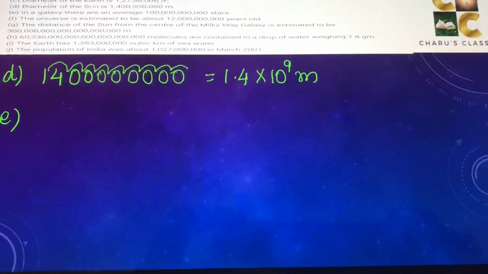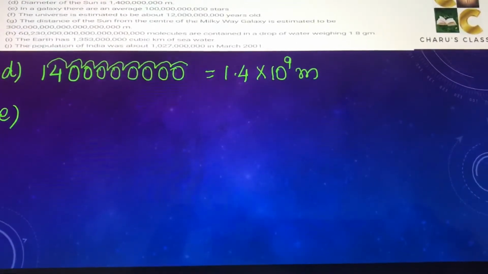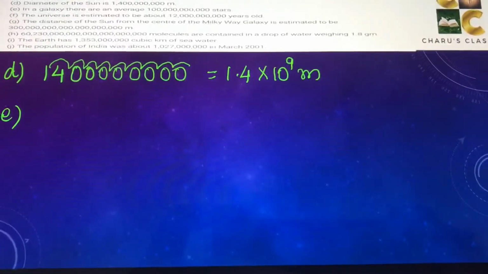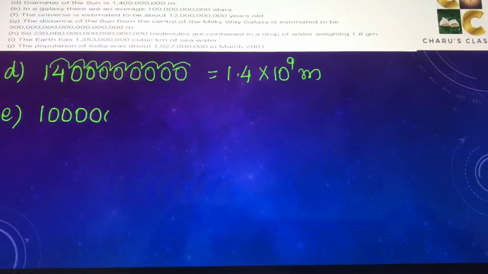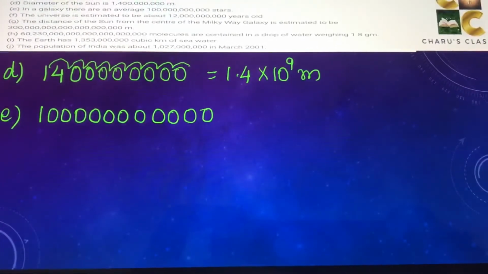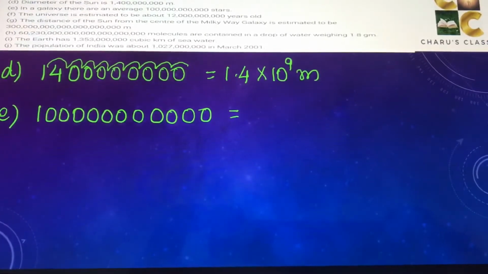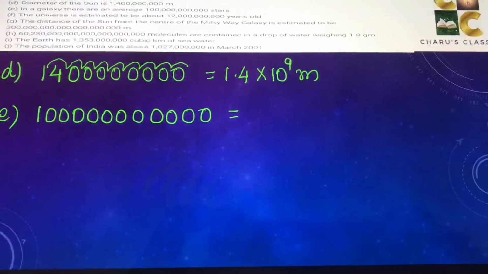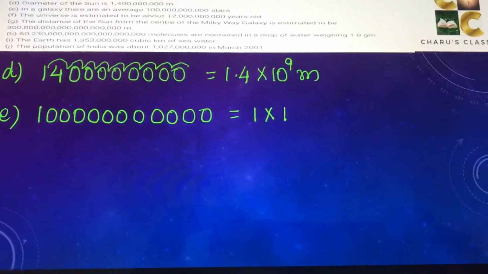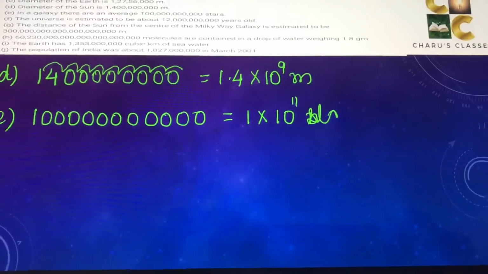E part. In a galaxy there are on average these many stars. That is 1 followed by 11 zeros. So in this case it's just 1 followed by 11 zeros. I can write it as 1 into 10 to the power 11 stars.